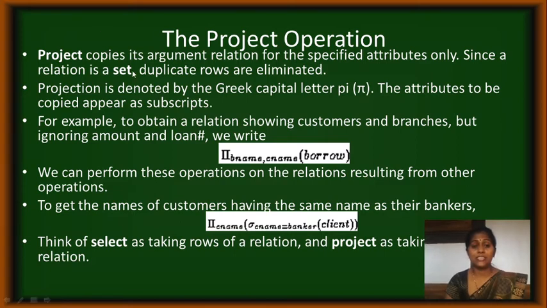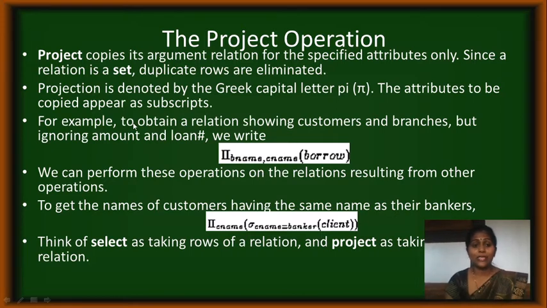Since the relation is a set, duplicate rows are eliminated. Projection is denoted by the Greek capital letter pi. The attributes to be copied appear as a subscript. So here we are using a symbol called pi, and then the attributes we have to select from the table, which columns I have to retrieve, I am writing as a subscript of the relation.